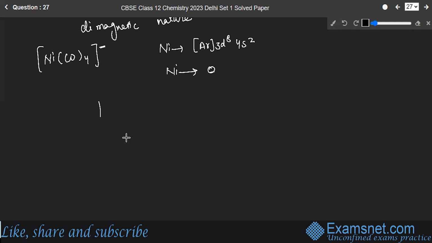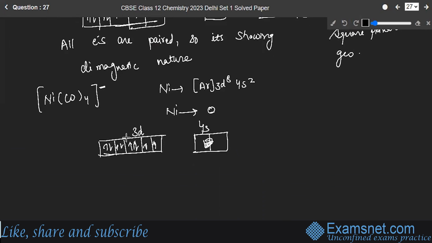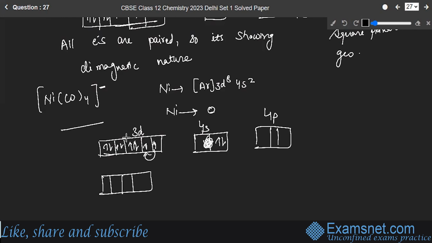It will be denoted like this. The orbitals will be completed like this: 2, 2, 2 electrons, and a single and a single. This is 4s, this is 3d, and this is 4p. Right. Now, this whole compound, after the electron shifting, again it will be moved over here.